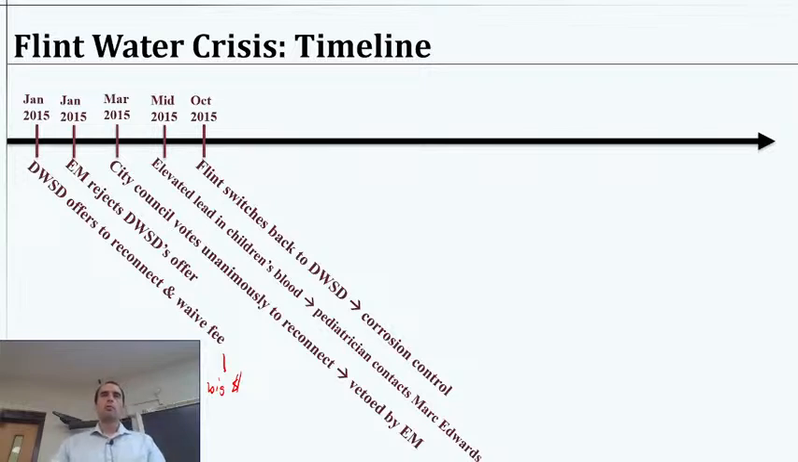Okay, by October 2015, Flint decides finally to switch back to the Detroit Water and Sewerage Department. That means that now they're getting corrosion control back into their water, and their water is no longer going to be actively corroding the lead pipes. So this will not instantly, but nearly so, stop the Flint water crisis. At least the end of lead corrosion.